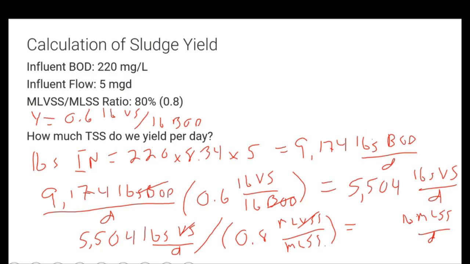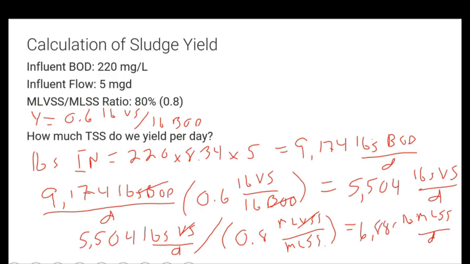So Carrie was close, but not quite. What's your number now? It's 6,880. Yep.